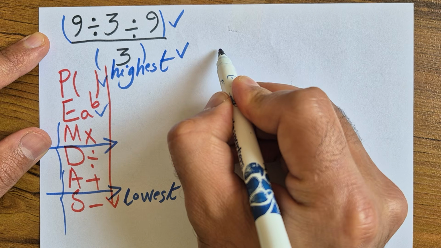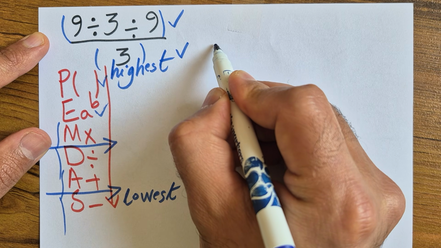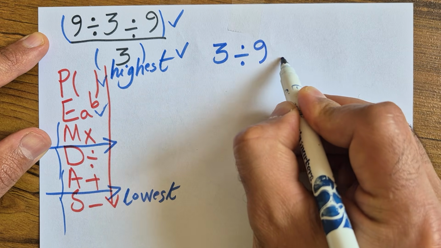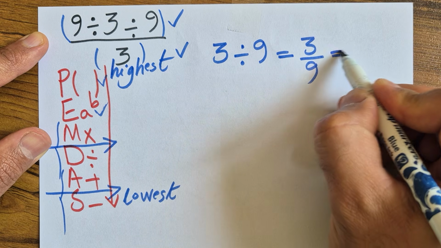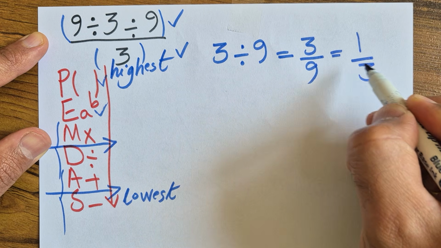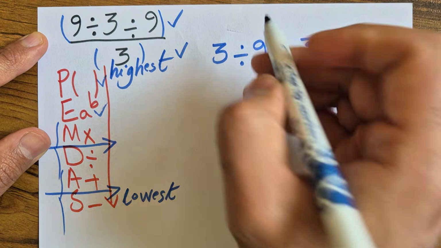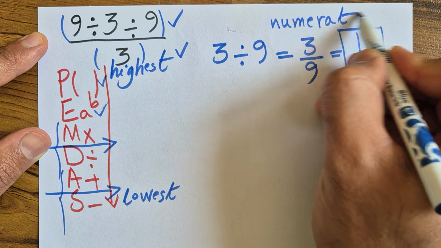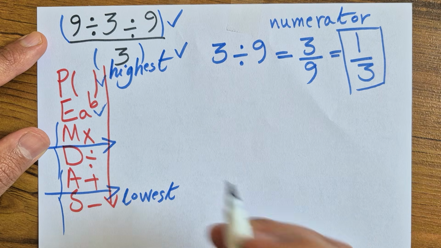9 divided by 3 gives us 3, right? So 9 divided by 3 gives us 3. And then 3 divided by 9 gives us 3 over 9, or 1/3. So that's the upper part of this fraction, or in other words, numerator. So please learn these terms as well. The upper part is called the numerator.